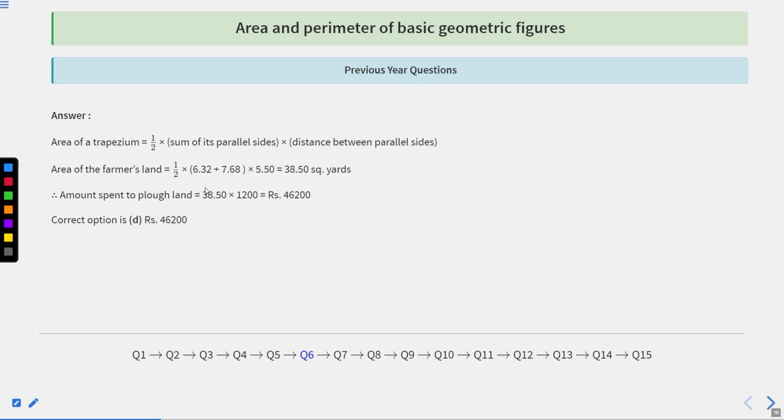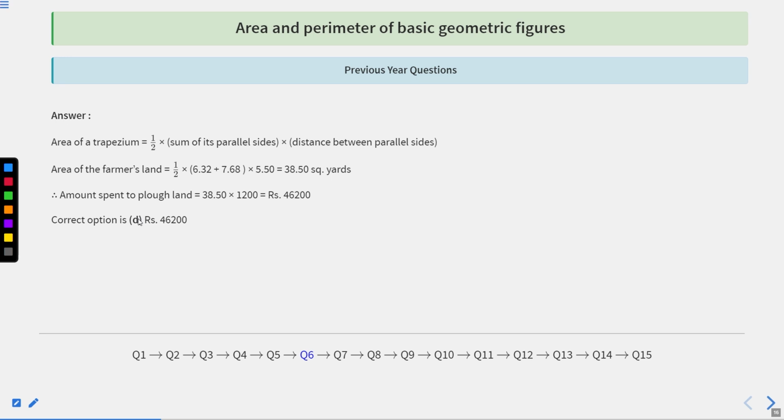So area of the farmer's land is equal to half into 6.32 plus 7.68. That's the sum of parallel sides. And the distance between these two parallel sides is 5.50. So it will be 38.50 square yards. Since the area is known and it is also given that per square yard 1200 rupees are spent, what will be the amount required to plow the complete land? It's like if I have one toffee and one toffee costs 1 rupee, what is the cost of 100 toffees? That's exactly what we are doing here. To plow 1 square yard, it costs 1200 rupees. So what is the cost to plow this much area? It will be 38.50 times 1200, that is 46,200 rupees.